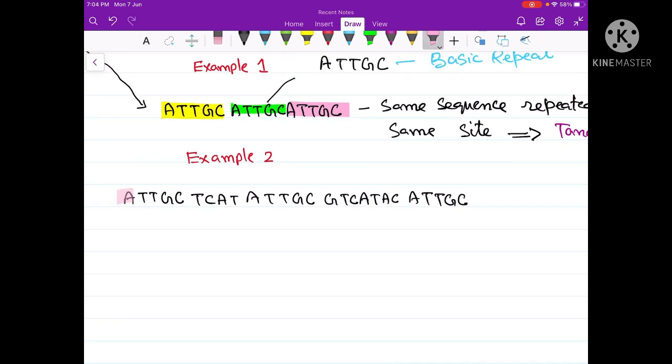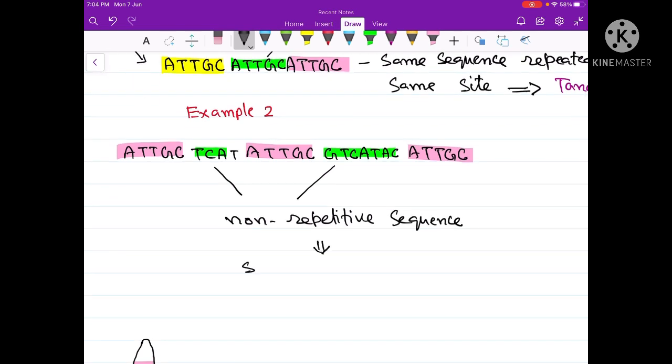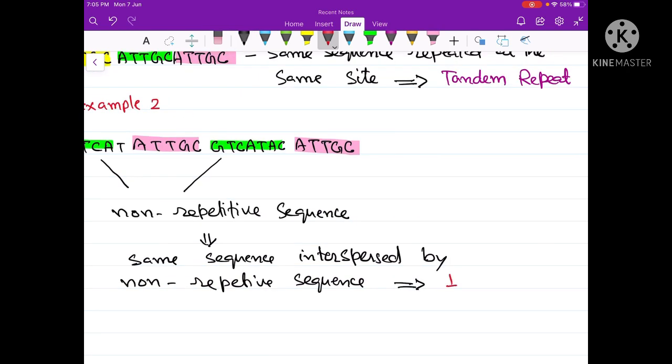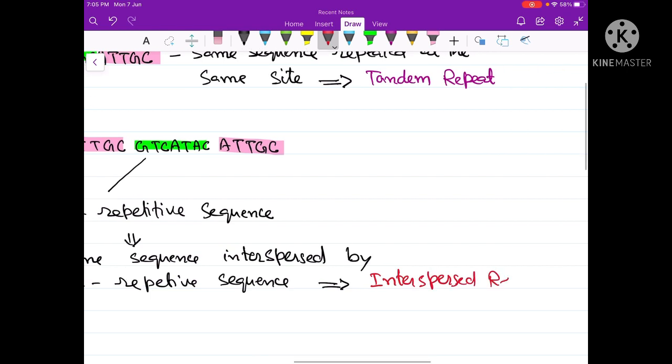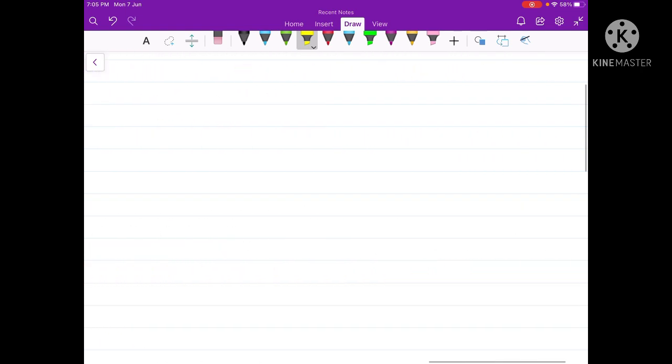In the second example below, you can see that the same sequence is repeated, but the basic unit is interspersed by non-repetitive sequences. The portion highlighted in green is the non-repetitive sequence. Hence this type of repetitive DNA is called an interspersed repeat. So an interspersed repeat is one which is interspersed by non-coding regions.